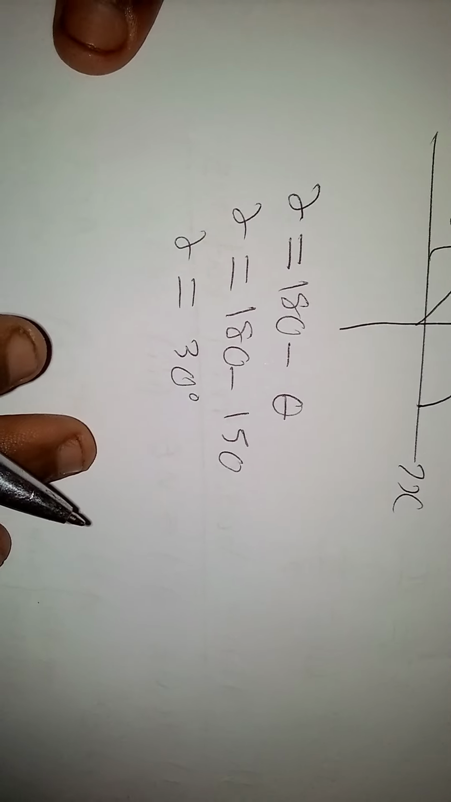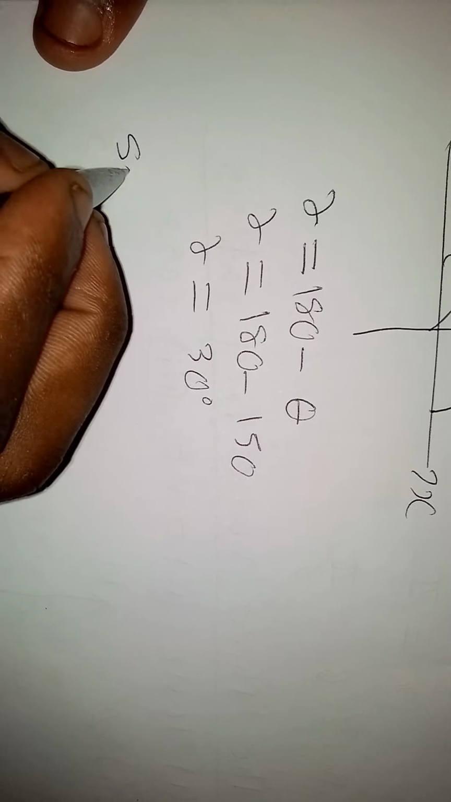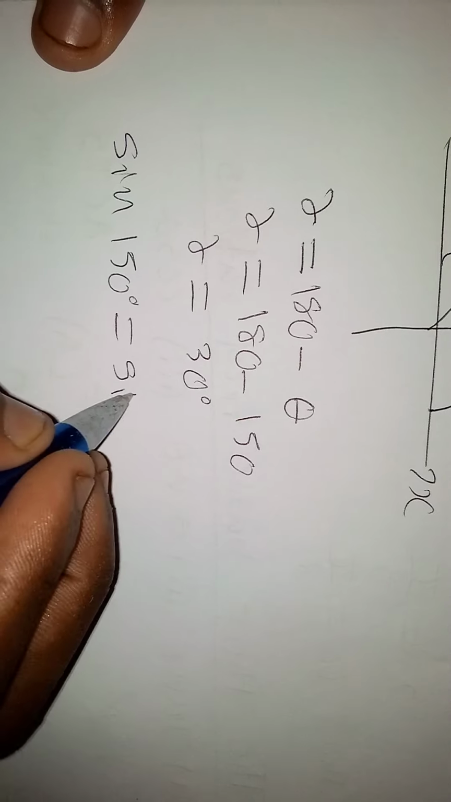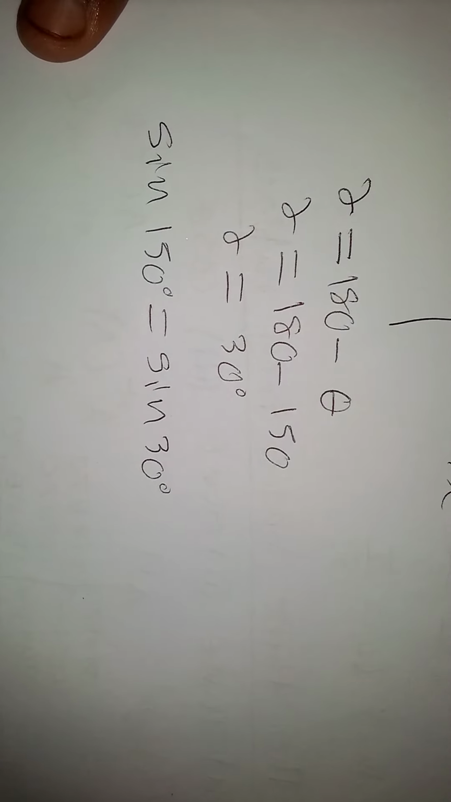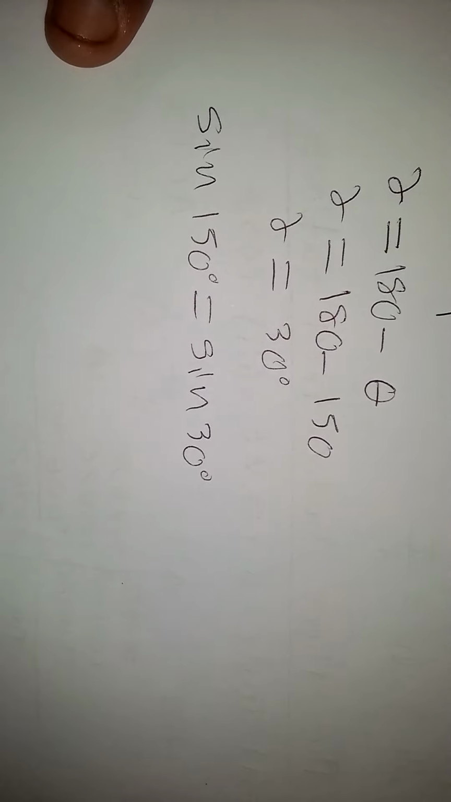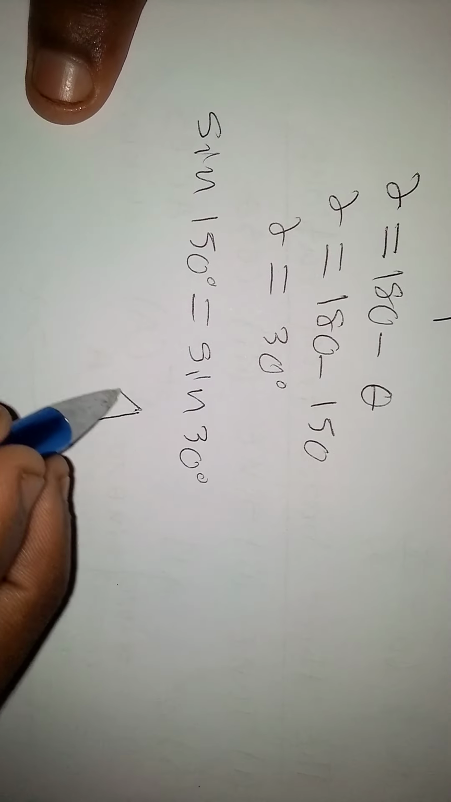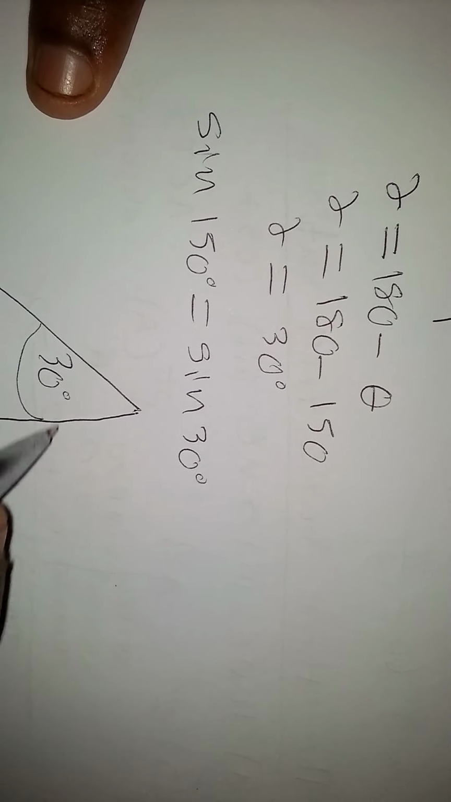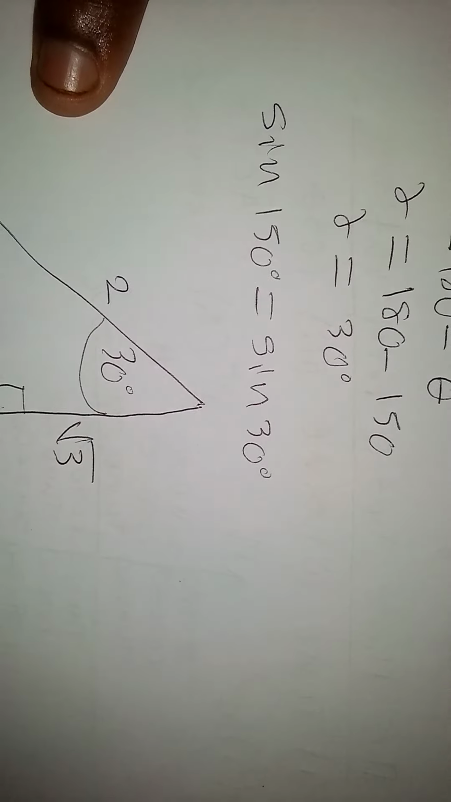Then from here we can simply say sine 150 degrees will give us the same value as sine 30 degrees. In the second quadrant, sine is positive, so it will remain a positive value. So now, what is sine 30? We are going to use this triangle here. 30 degrees is somewhere here, then here that would be root of 3, then this is 2, this is 1.